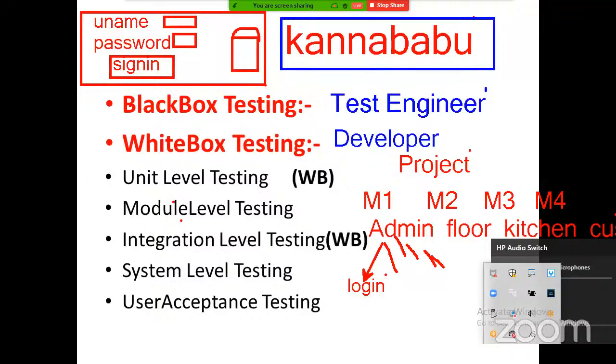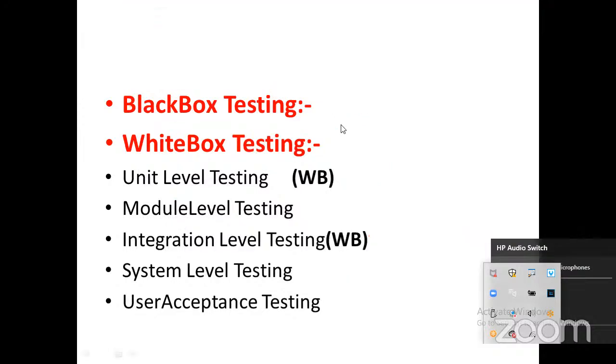So generally 5 types of testing are there. Basically 2 types: black box testing and white box testing. The testing done by the test engineer is called black box testing. The testing done by the developer is called white box testing. There are 5 levels of testing: unit level testing, module level testing, integration level testing, system level testing, user acceptance testing. Unit level and integration level testing come under white box testing. Module level, system level and user acceptance testing come under black box testing.